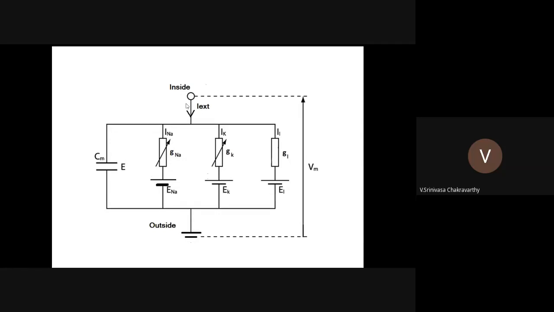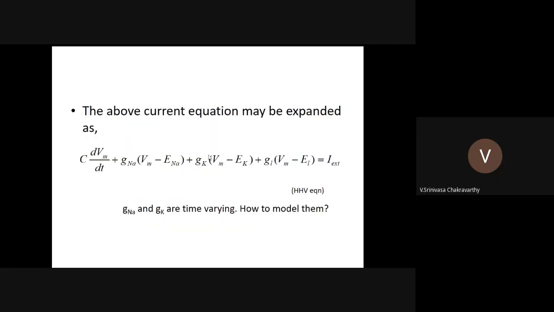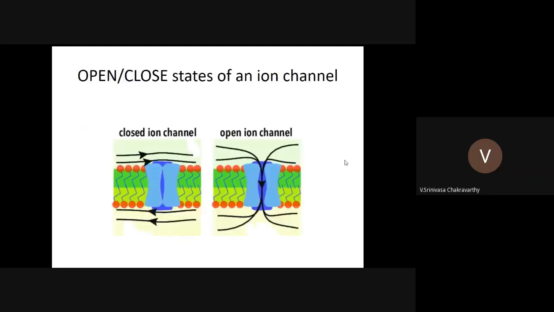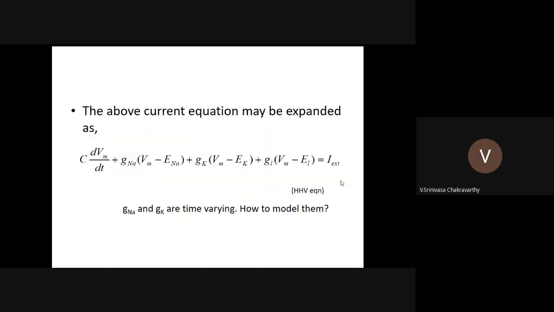So sodium current is given as Vm minus E_Na times G_Na. Similarly, the potassium current is given as G_K times Vm minus E_K, and the leakage current is given as G_L times Vm minus E_L. All these currents when added up give you I external. Now the only thing that is missing here is, G_L is a constant, but G_Na and G_K are variable. The question is, how are they varying?